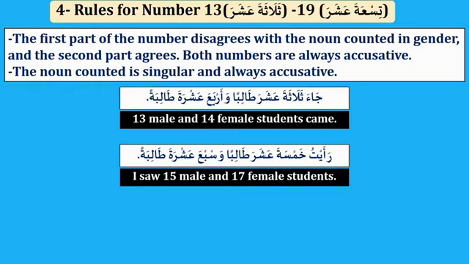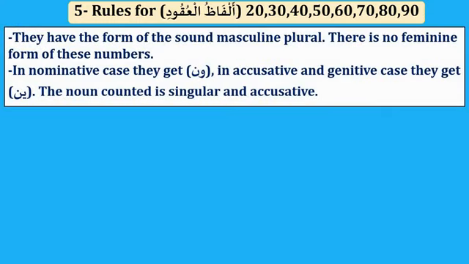Next will be عقود. ألفاظ العقود, rules for numbers such as 20, 30, 40 till 90. These are called ألفاظ العقود, multiples of tens. They have the form of the sound masculine plural, such as مسلمون, معلمون, مدرسون, plural of sound masculine. There is no feminine form of these numbers. They remain the same for feminine nouns.